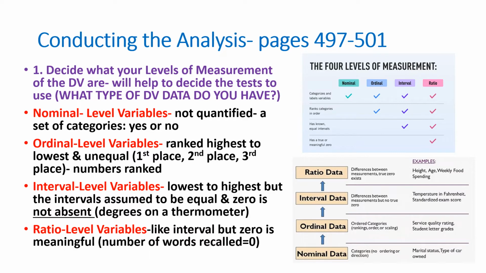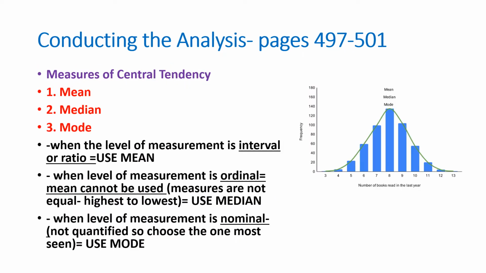And then ratio is like number of words recalled, okay? Height, age, weekly food spending. It doesn't have a highest to lowest, it's just a number that's sort of there. And 0 is meaningful also in that scenario. All right, so what are the measures of central tendency? You all have seen these before: mean, median, and mode.